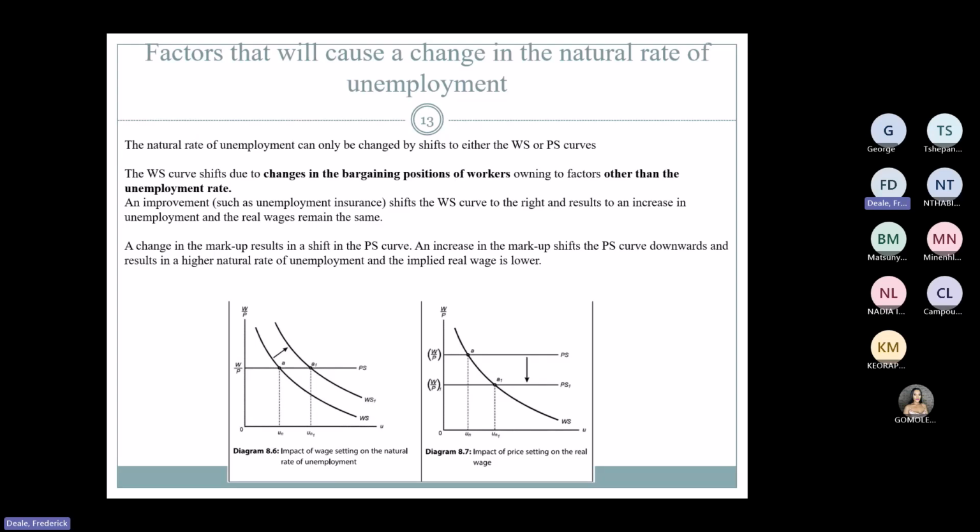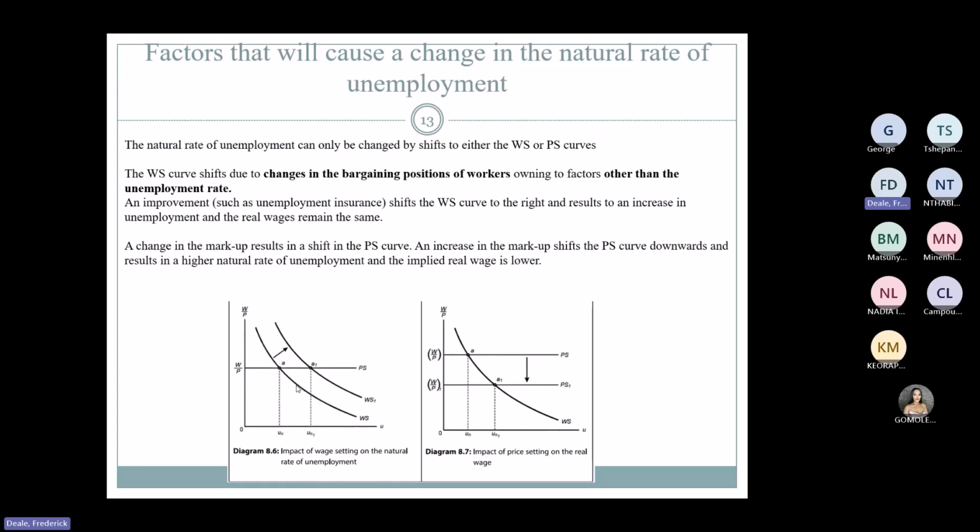What can shift these curves? The only thing that can shift the WS, the wage setting curve, is changes in the bargaining position of workers. So at the bottom left, you'll see an example of what the impact is on wage setting if there's an increase in the bargaining position of workers, so wage setting moves out, and then the natural rate. Sorry, this is the other way around actually. No, it is that way. Sorry about that. But yeah, an improvement such as unemployment insurance increases your bargaining position, right?